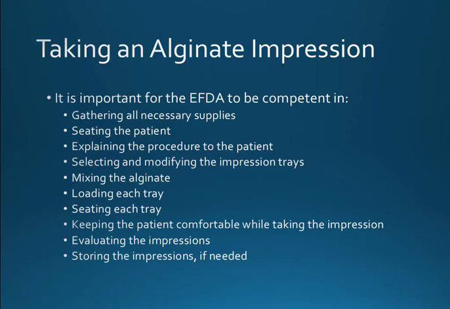So, taking an alginate impression. These are all the criteria that are important for an expanded functions dental assistant to be competent in. The first thing you want to do is gather all your necessary supplies, and this would be prior to seating your patient. After you have all your supplies out, you go ahead and seat your patient. Then it's important to explain the procedure to the patient. I often like to ask them, have you had an impression taken before? That gives you an idea of where they're at and how much you'll need to explain to them.